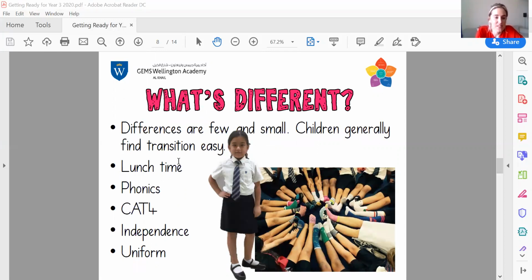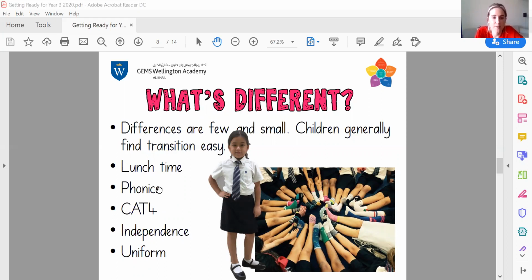One of the main differences, and actually something that the children really love, is that they have their lunchtime and their playtime out on the big field at the back of the school, which has got the basketball courts and the football pitches, and it's got the different playgrounds. So the children love that element of it.